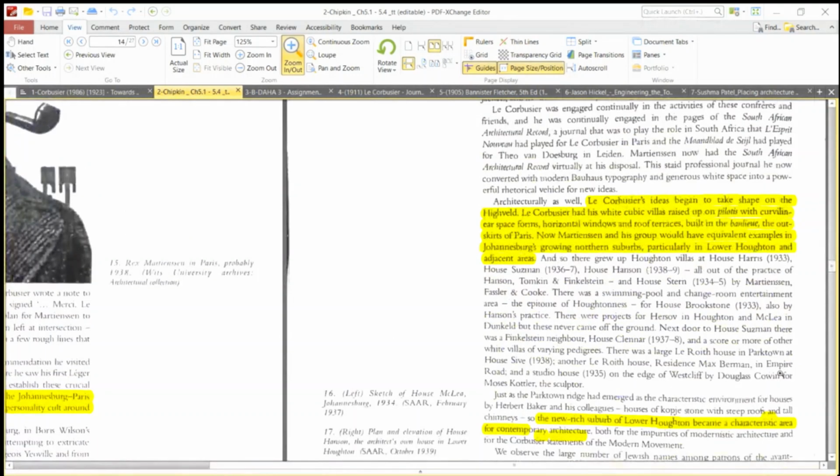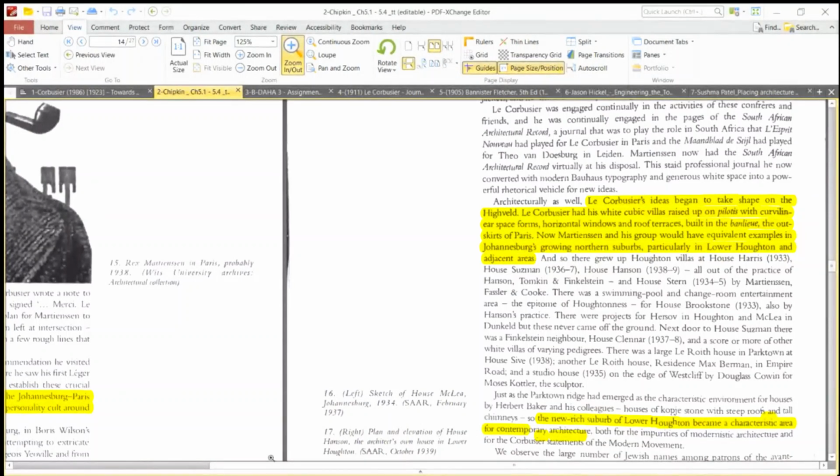Chipkin continues, Le Corbusier's ideas began to take shape on the Highveld, right? In the Johannesburg and surrounding areas. Le Corbusier had his white cubic villas raised up on pilotis, right? The columns, like Villa Savoye, raised up on pilotis with curvilinear space forms, horizontal windows, flat roof terraces.